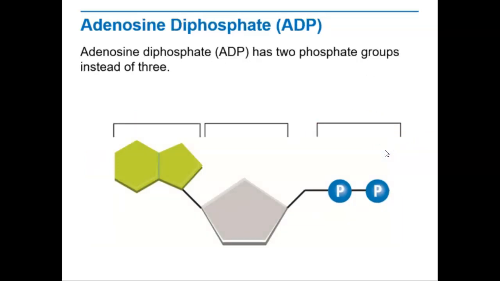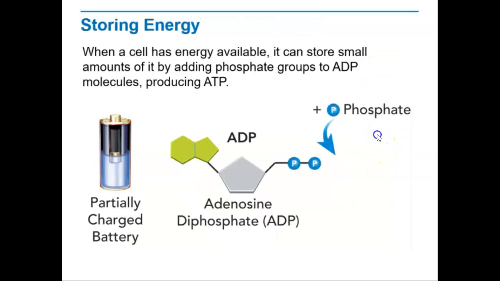So ADP, which is adenosine diphosphate, this is the uncharged version of the molecule, has the same parts, right? So we have adenine, we have our ribose, but instead of the 3 phosphate groups, now it's di. Di means 2, so now we have 2 phosphate groups.